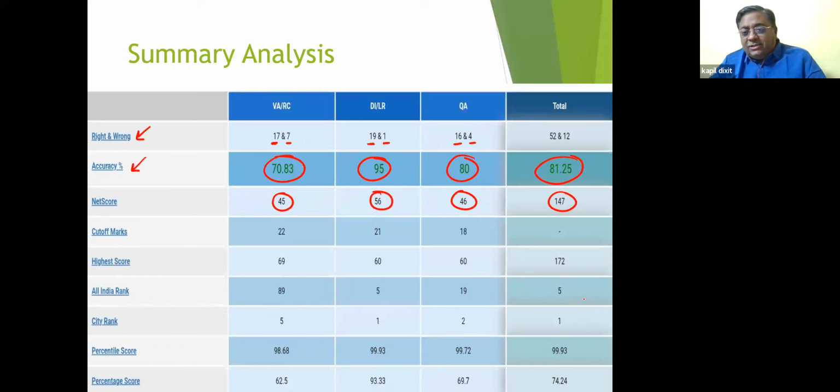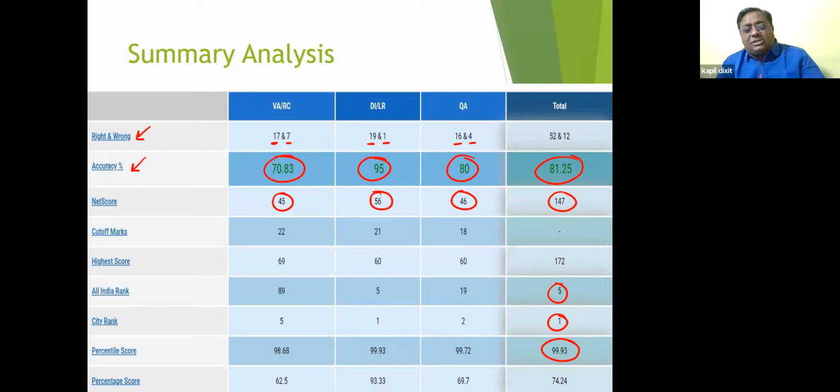All India rank is 5, city rank is 1, and percentile score is 99.93. So this is the summary analysis which you will get on your student homepage as the first click. Once you click on this, it will give you a kind of report card or scorecard almost on the same lines as you get in CAT.